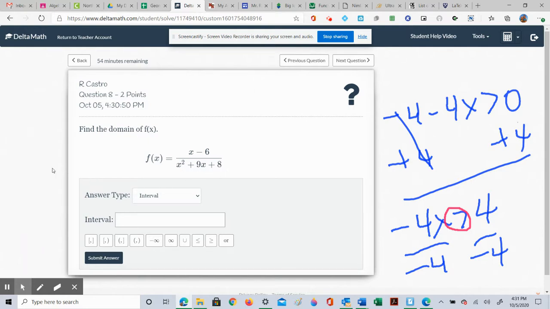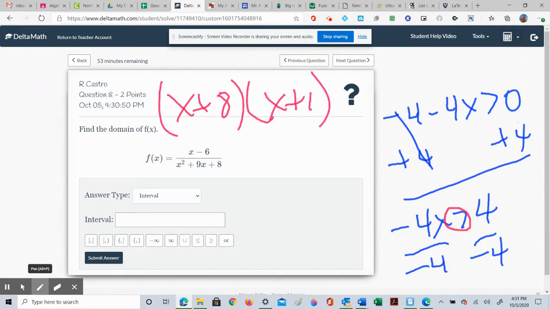What does that factor into? Anyone know? x plus 8, x plus 1. Now I'm doing these fast. You should know how to do these. x plus 8, x plus 1 is what that factors into. You can use the quadratic formula if you need to, because 1 times 8 is 8, 8 plus 1 is 9. That's why we get that.